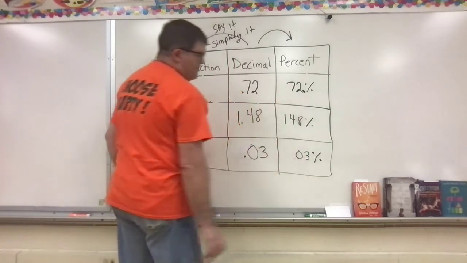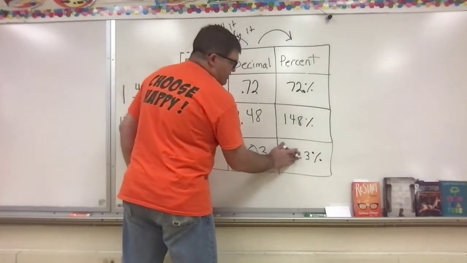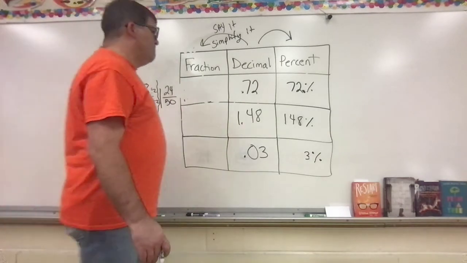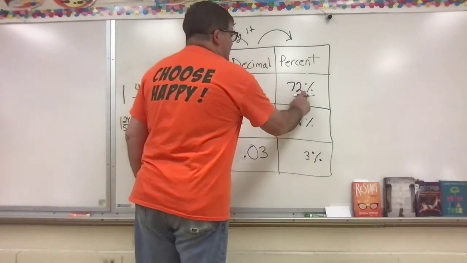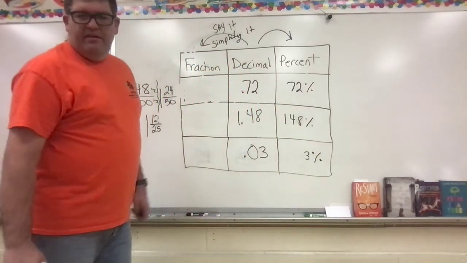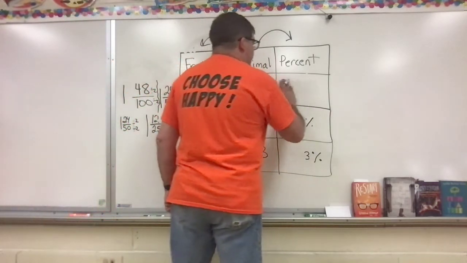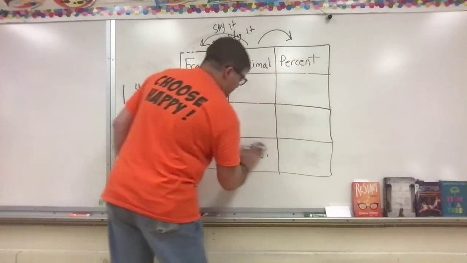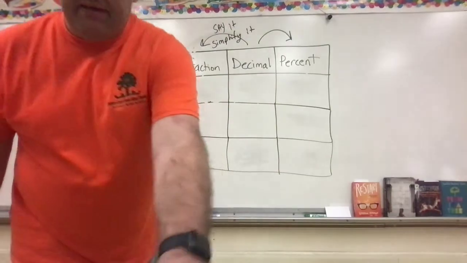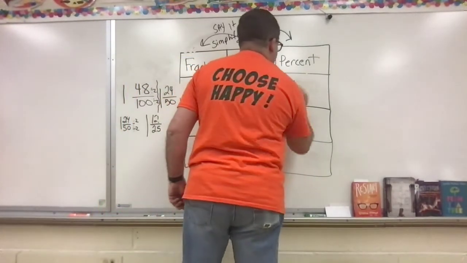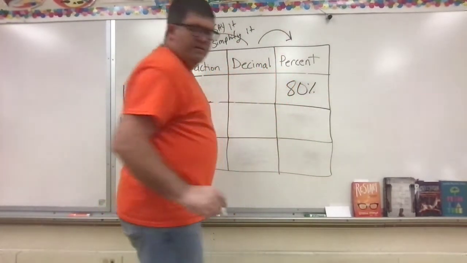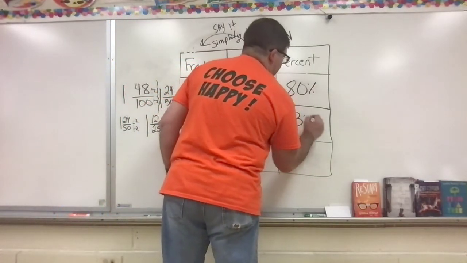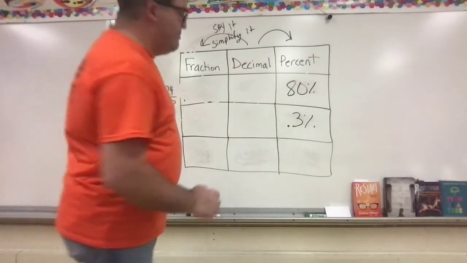So it is 0.03%, which you don't need the 0, it's 3%. Then, if I want to go back, I'm going to put some different numbers in here. So say I have 80% and 0.3% and 152%.